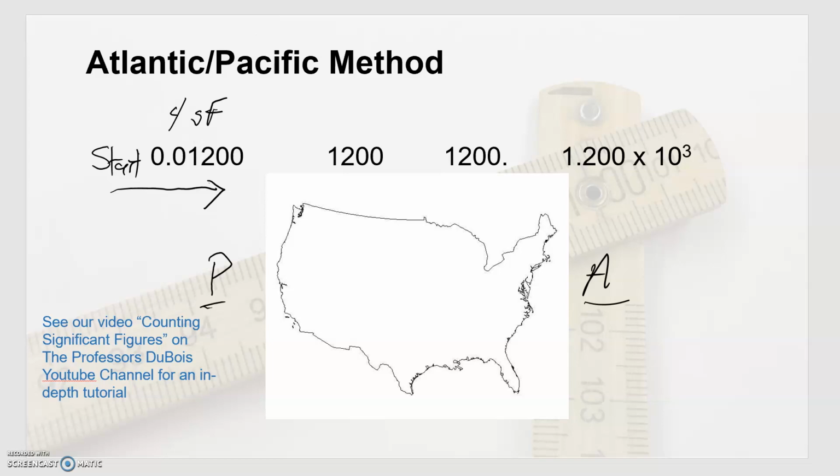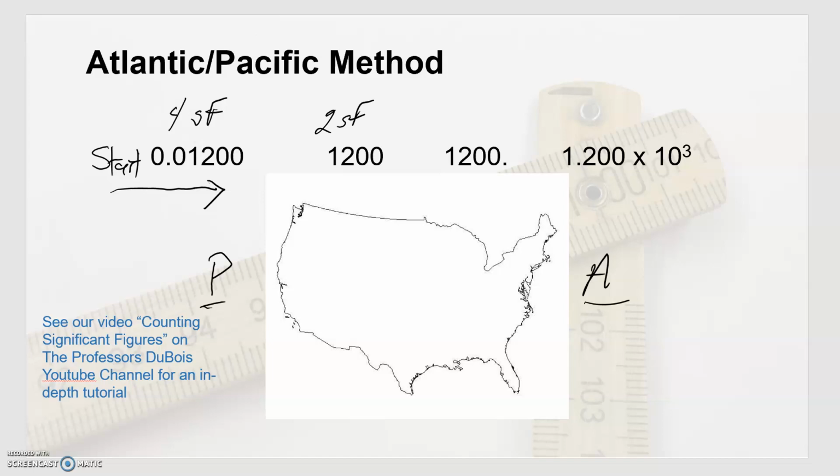The next one is 1200. Decimal absent. There's no decimal here, so I'm going to start on the right-hand side, the east coast of this number, and I'm going to go to the left. I'll start counting at the first non-zero, then I'll count them all. The first non-zero is that 2, and then there's a 1, so there's 2 sig figs in that number.